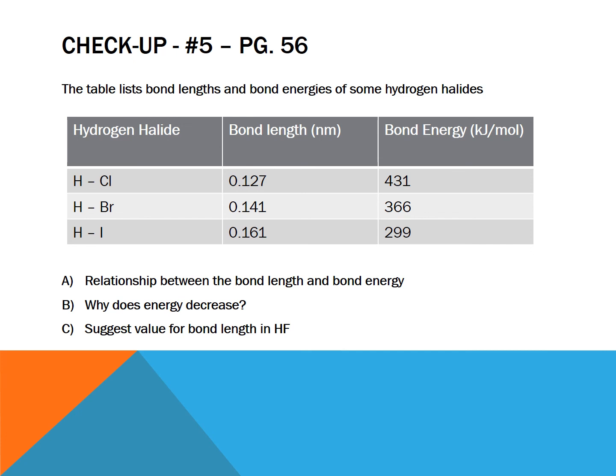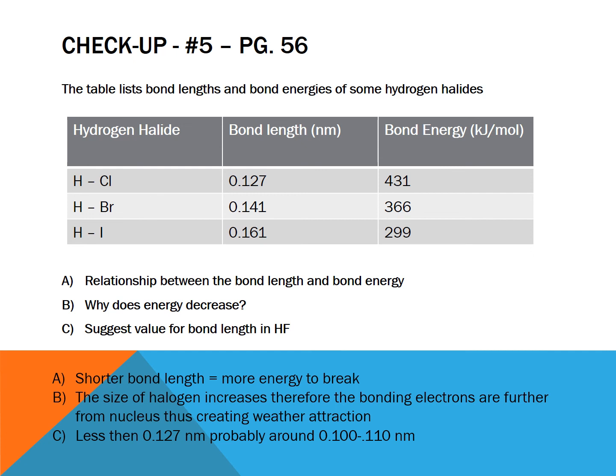Alright, let's try this question out. Relationship between the bond length and bond energy. So you can see HCl has the shortest bond length, but also requires the most energy. So they're inversely related. The shorter the bond, the more energy to break.